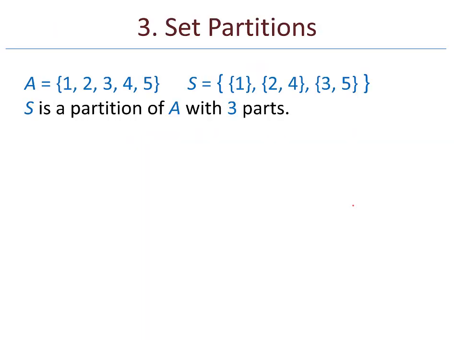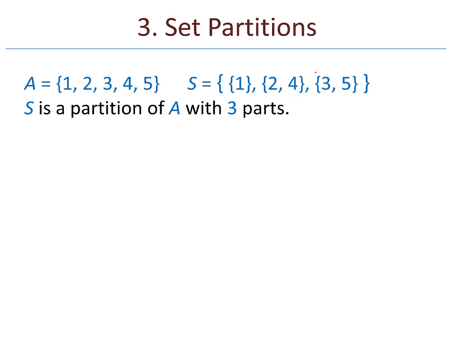And lastly, 3, set partitions. Let's suppose A is the set {1, 2, 3, 4, 5}, and S is the set that contains the subset {1}, a set containing {2, 4}, a set containing {3, 5}. Something that's nice about S is that all of the numbers 1 through 5 appear somewhere. There's 1, 2, 3, 4, 5. And each of those numbers 1 through 5 appears only once.